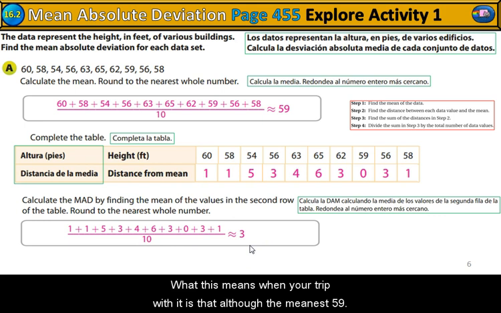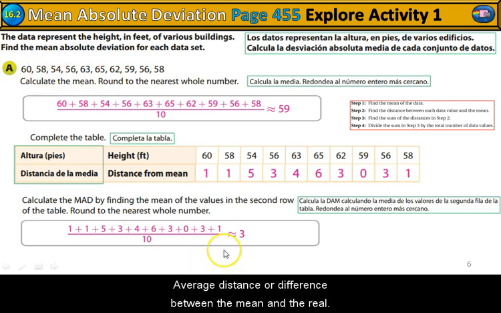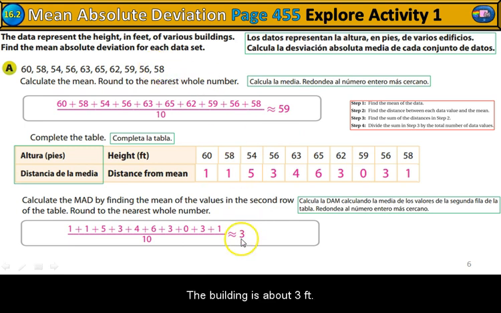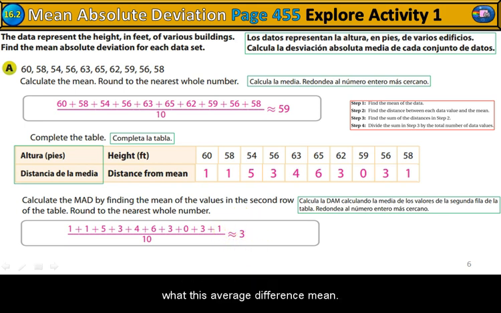What this means when you interpret it is that although the mean is 59, as related to the data set, the average distance or difference between the mean and the real feet of the buildings is about 3 feet. That would be like saying your mom arrives again at 4:30, but is about 3 minutes early or 3 minutes late. That's what this average difference means.